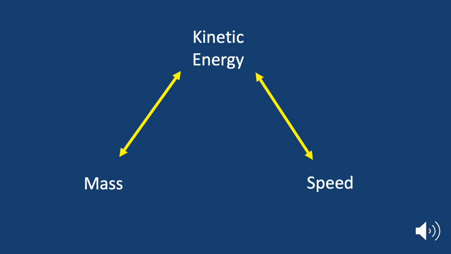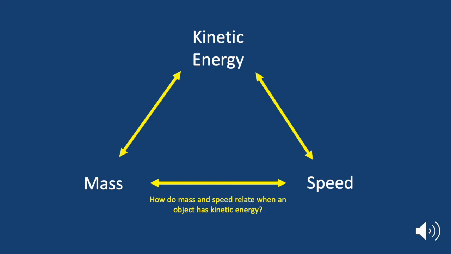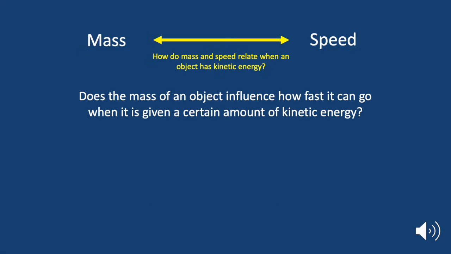So now we can see that mass is linked to kinetic energy and speed is linked to kinetic energy. But if you give an object kinetic energy, does the mass of the object influence its speed? How do mass and speed relate when an object has kinetic energy? Does the mass of an object influence how fast it can go when it's given a certain amount of kinetic energy?